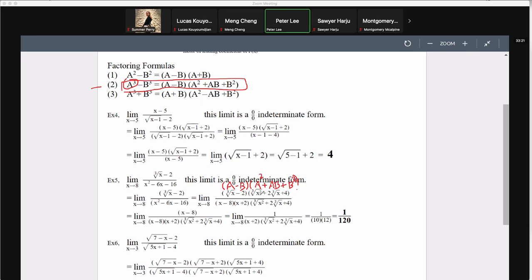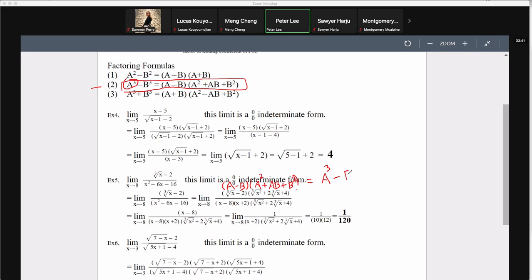So what is a squared? A squared is the cube root of x squared. And then what is ab? Ab is the cube root of x times 2, b is 2 in our case. And then what is plus b squared? B is 2 in our case, so b squared is 4. So we get that. Now, when you multiply all this, what do we get? The result is a cubed minus b cubed.